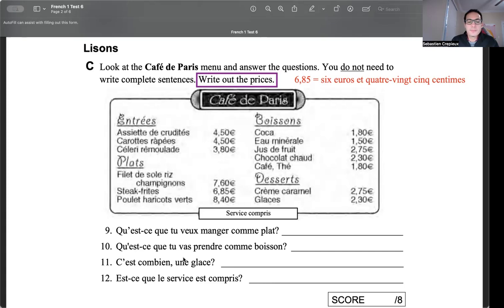Okay, so in fact, there is only one place where they ask you about price. Okay, and if you decide to write the price down, let's say it's steak frites, the price is 6.85. Write it, don't put 6.85, write it with letters, write 6 euros and 85 centimes. Okay, write everything down. Okay.